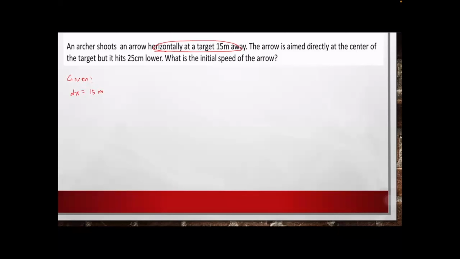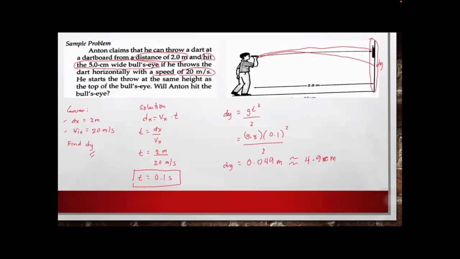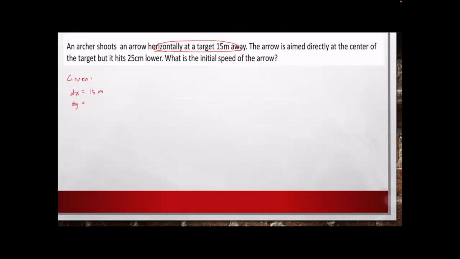Tinamaan daw ng mas mababa. So 25 centimeter lower. So therefore, is this dy, is this dx, is this t? Dy po, sir. Okay, dy. So this is your dy kasi yung sa ilalim na ng target. Yung part na yan is considered as your dy. That is 25 cm. But we are going to convert kasi 25 cm ay dapat natin i-convert sa meter.